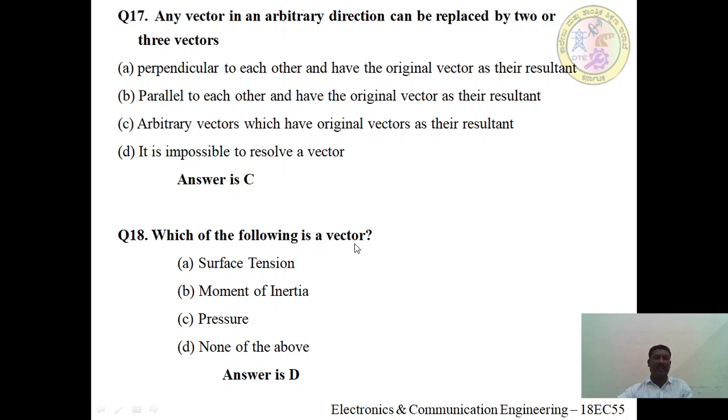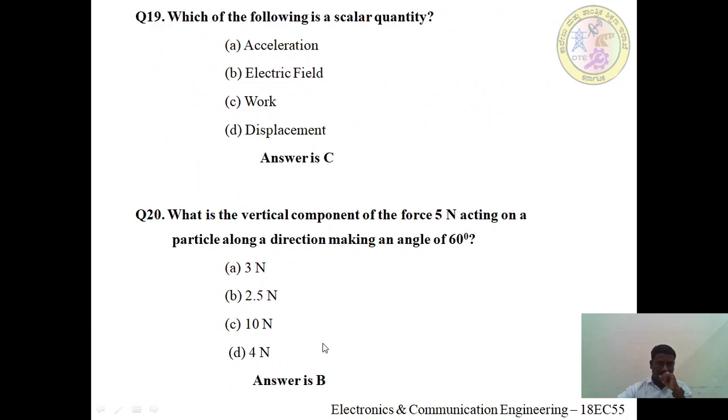Which of the following is a vector? Surface tension, moment of inertia, pressure. All these are scalar quantities. That is why none of the above is a vector. Which of the following is a scalar quantity? Acceleration, electric field intensity, displacement: these are vector quantities only. Work is a scalar quantity.